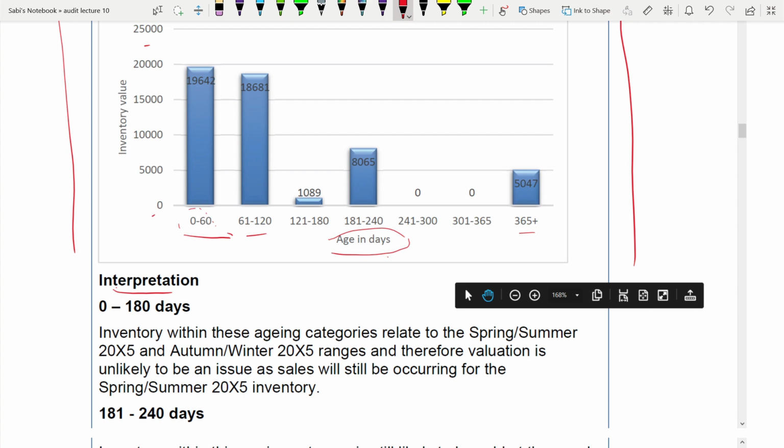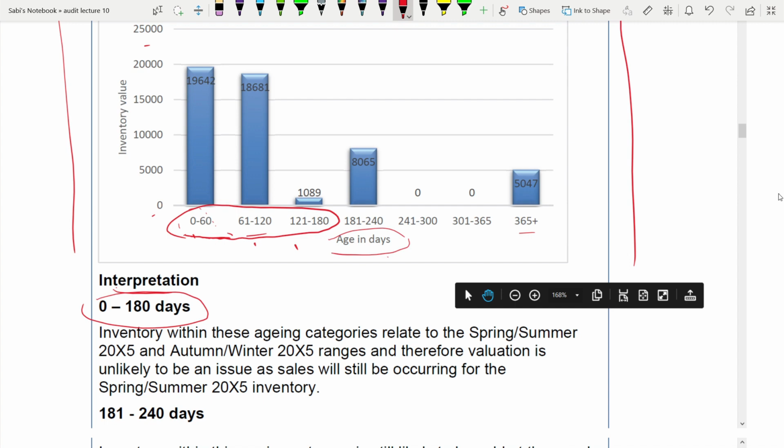This is a fashion industry, understand. And they order it two times. One is for the spring summer collection, the other one is for autumn winter, two ranges. So they are taking 0 to 180 days. They are not taking one by one, they are taking up to these days and interpreting it. Why? Because whether it is for spring summer or for autumn winter, at least 6 months it stays.